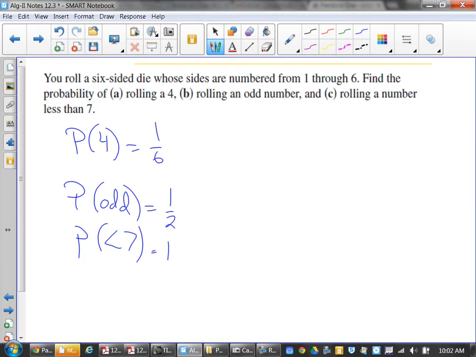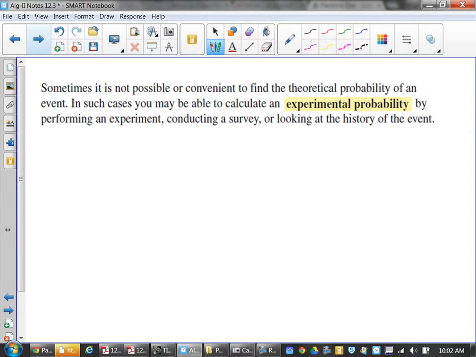What if the die just lands on its side? We're talking about normal. There's always one. You never know, that's true. Stuff can happen. Sometimes it's not possible or convenient to make this stuff happen. You have then the experimental probabilities.